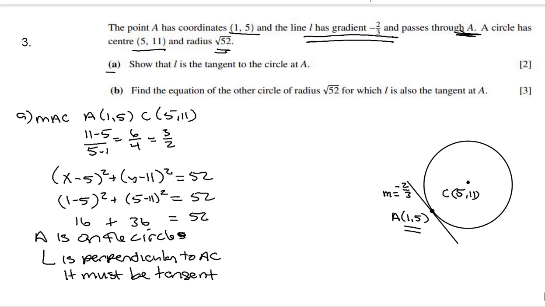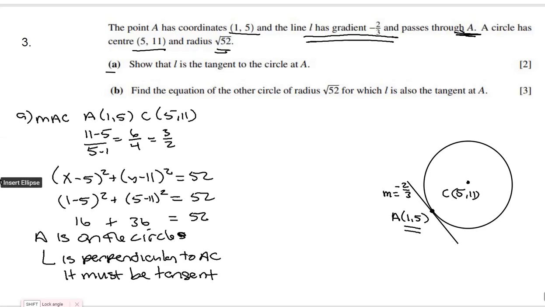In part B, it says find the equation of the other circle of radius 52, which L is also tangent to A. All right, so basically here's what we're talking about. I'm going to try this.